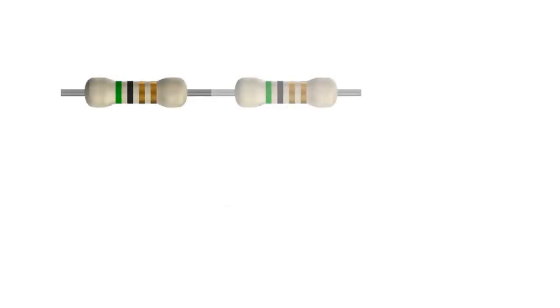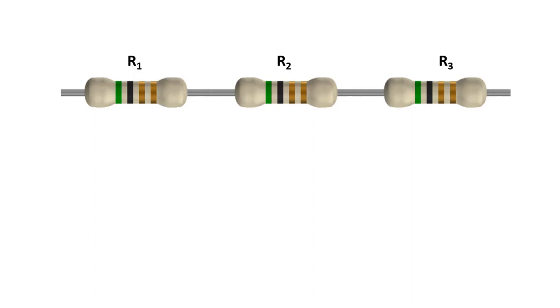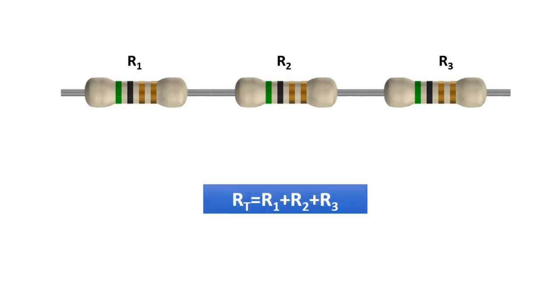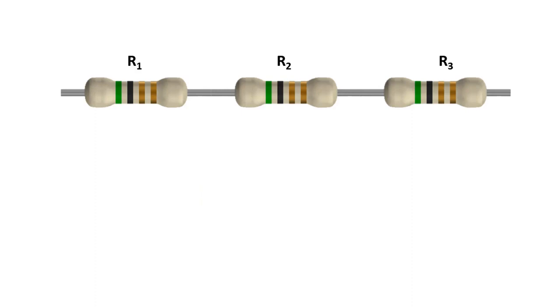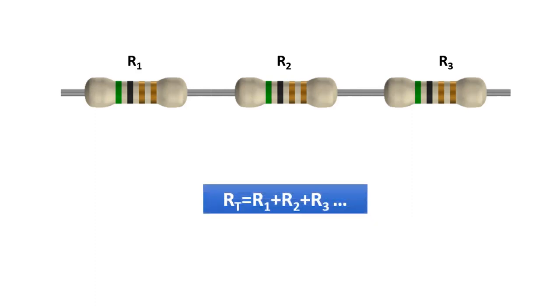By simply adding up all the resistances in series circuits, we find the total resistance of the circuit. If we refer to the resistors here as R1, R2, and R3, the total resistance will be R1 plus R2 plus R3. Total resistance is shown as RT. It is very easy to calculate the total value of the resistors connected in series. It is sufficient to sum the value of each resistor by writing them side by side.